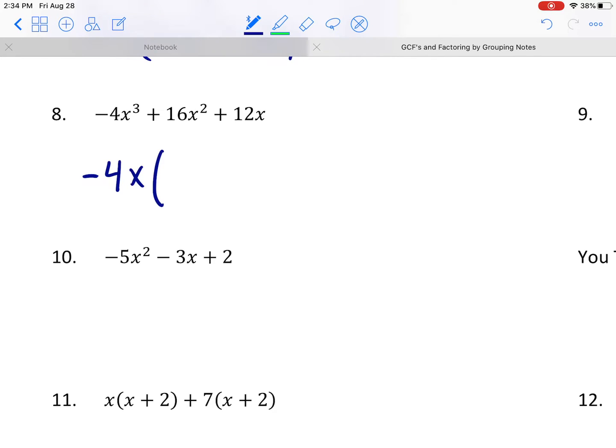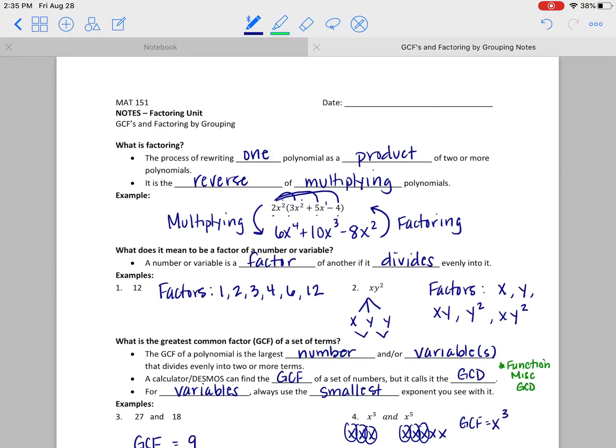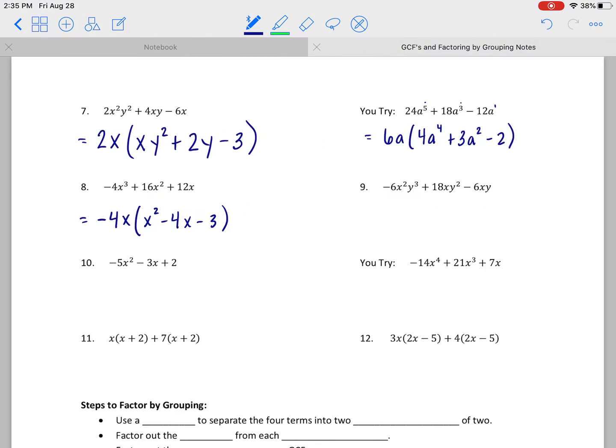So negative 4 divided by negative 4 is going to give me a positive 1 in front of x squared left. 16 divided by negative 4 makes a negative 4 in front of an x. And then 12 divided by negative 4 is going to be negative 3 without any x's. Okay? So back to my first page. This is one of the bullets I left behind. When the first term of the polynomial is negative, then we're going to factor that negative out with our GCF. Okay? When the first term is negative. Any other term can stay negative, but that first one we don't want to.